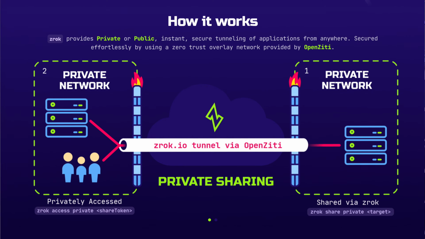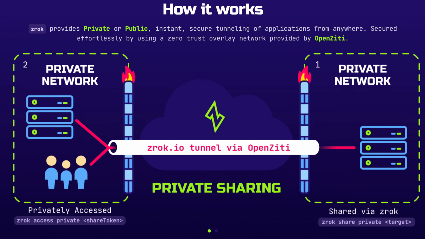So what is Zrok? Basically, it lets you share your local app, files, or even TCP and UDP services publicly or privately without opening ports, touching a router, or needing a public IP. And everything is end-to-end encrypted. So the idea is you can expose what you need without exposing more than you actually need.